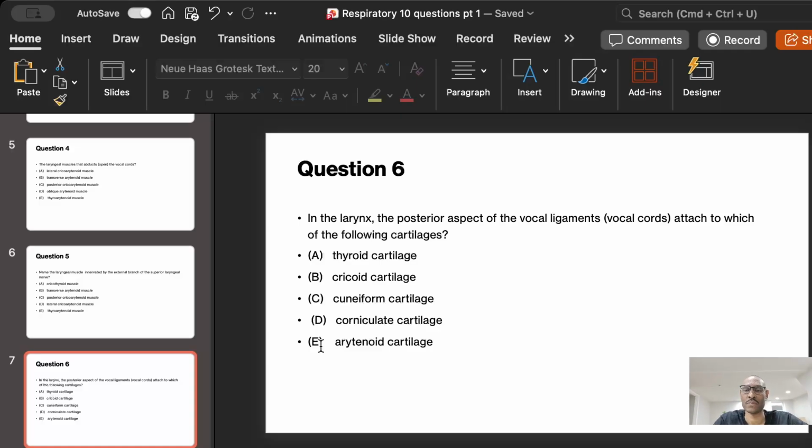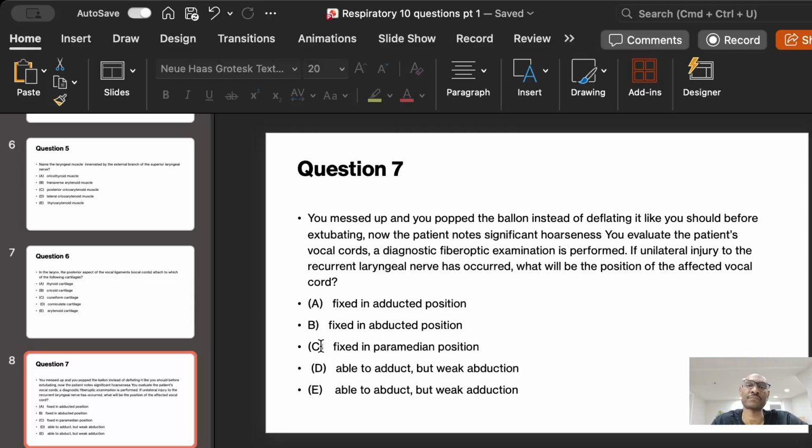Okay. Number 7 was loaded with some sassiness. All right, you messed up, pop the balloon, and so on. Let's see, validate the patient. Okay, so this was, I guess you can say, unintended injury from intubation.